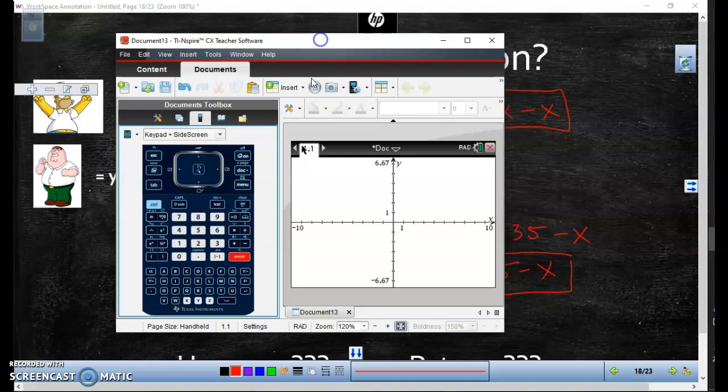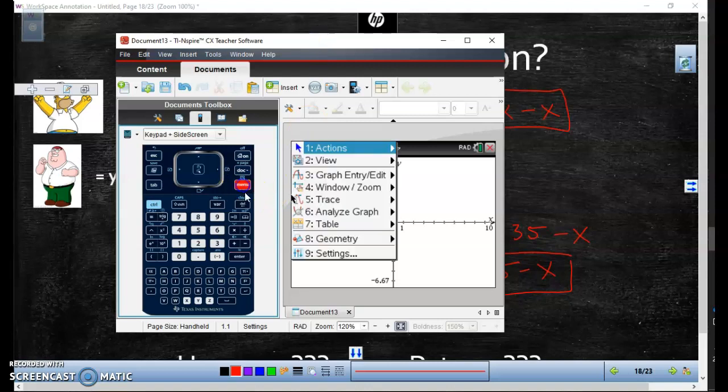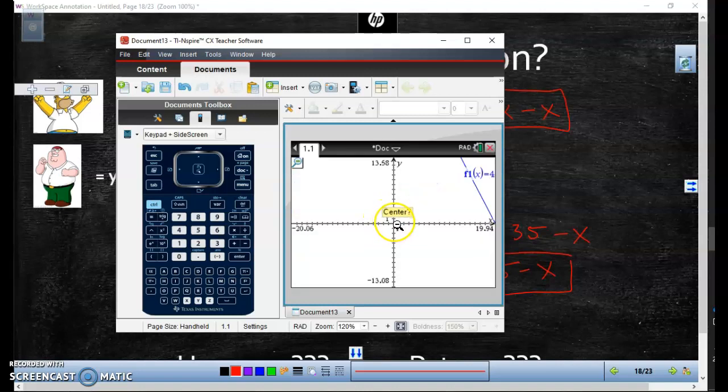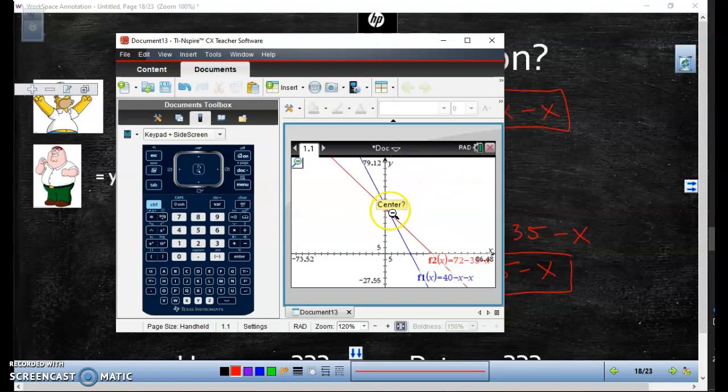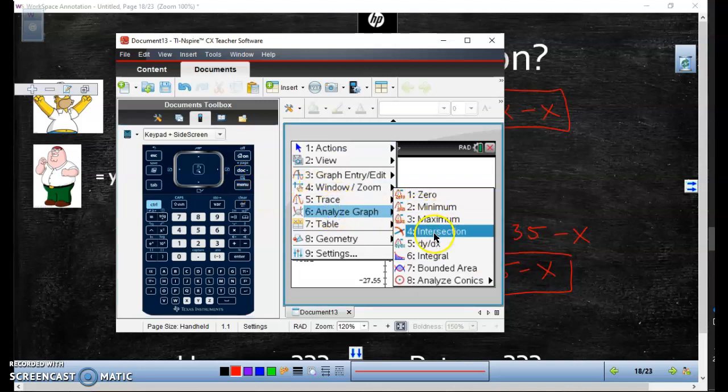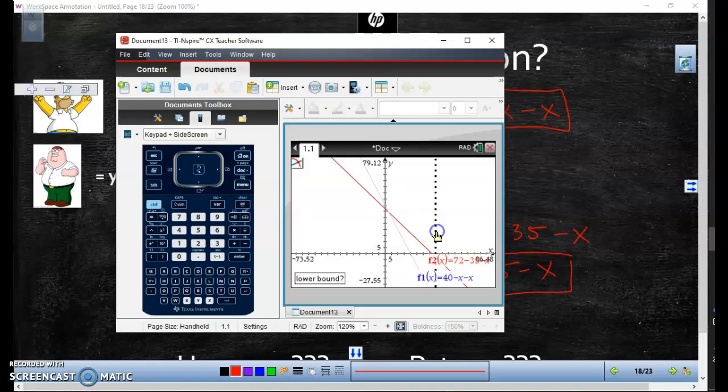Now that we have them both graphed, I can't see them, so I need to zoom out. So go menu, zoom, zoom out. And I'm going to click in the middle until I can see both of them. There we go. And the intersection is right here. To get those coordinates for that intersection, we go menu, analyze graph, intersection. Click on the left side of the graph, slide it across, click on the right, grab our answer and pull it where we can see it better.